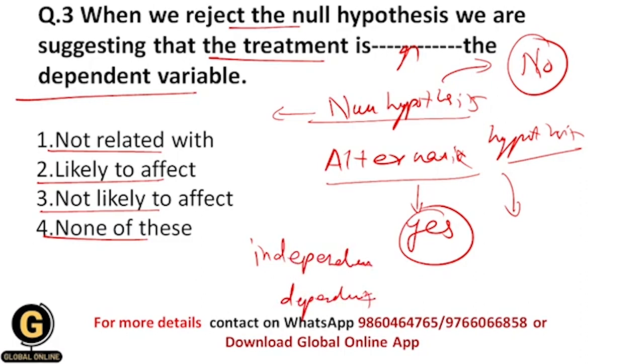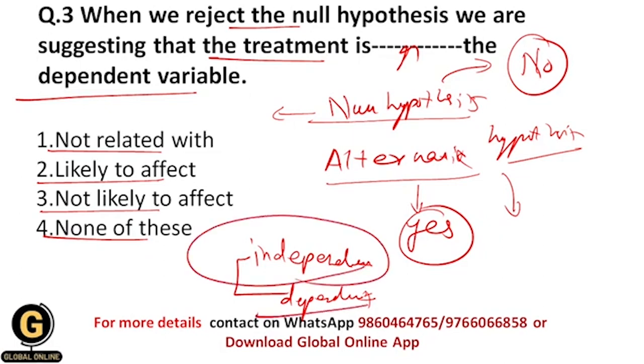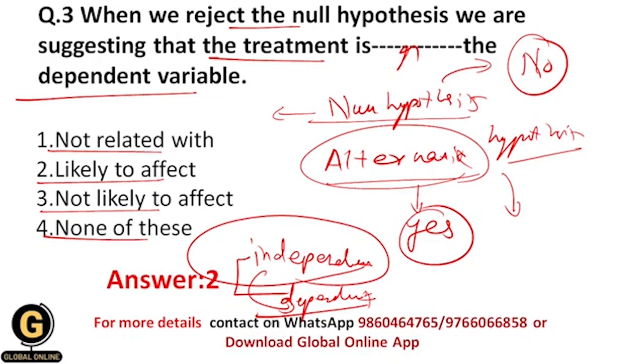And whenever there is a relationship between these variables, the independent variable is the cause variable, so it causes some effect in the dependent variable. So whenever we alter the values of the independent variable, it will affect the values of the dependent variable. And that's why whenever we reject the null hypothesis, we are going to accept the alternative hypothesis, which suggests that the treatment is affecting the dependent variable, and that's why your correct answer should be 2, that is, likely to affect the dependent variable.